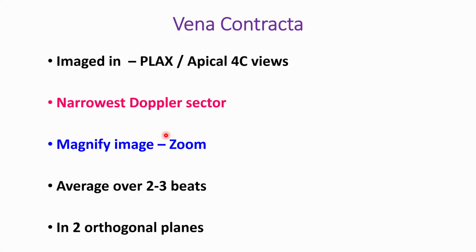So vena contracta is imaged in MR in the parasternal long axis view or in the apical four chamber view. We need to consider the narrowest orifice, and we need to measure it in zoom mode. We can take the average of 2 to 3 beats, and it will be better if we measure in 2 orthogonal views, for example, in the apical four chamber view and the parasternal long axis view.